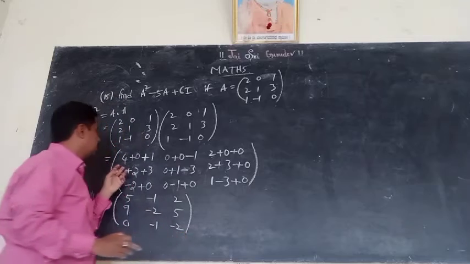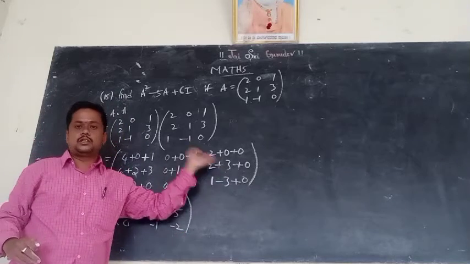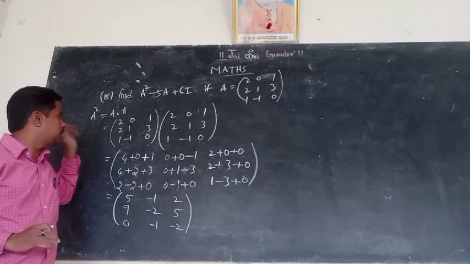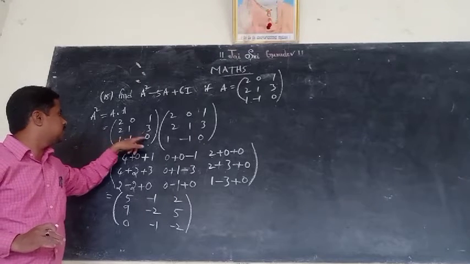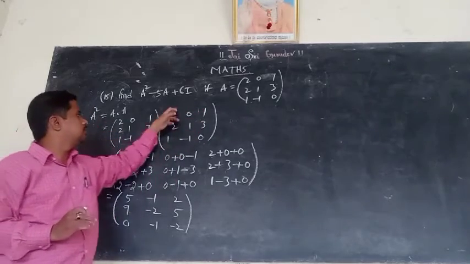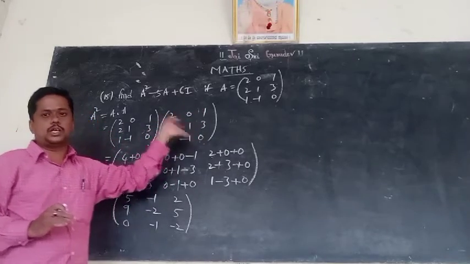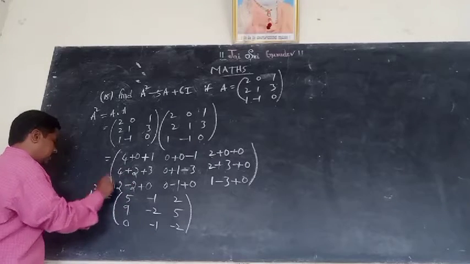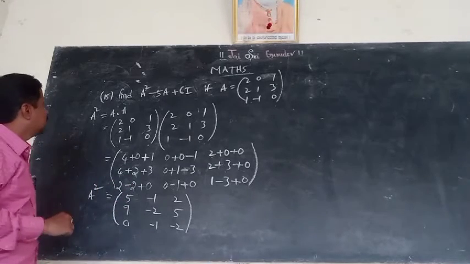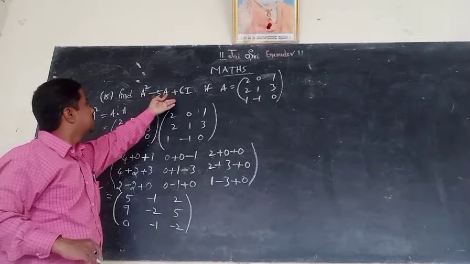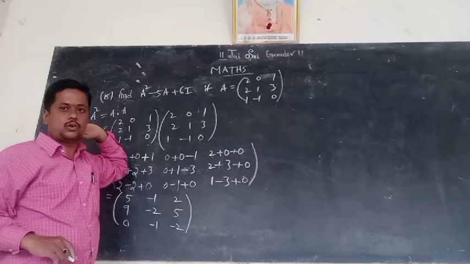Like that, you have to go through the third row also. Do it as homework. 1 minus 1, 0. First column, second column, third column. Third row, first column, second column, third column. Okay? You get this one. So this is A square. Next, you can easily find out 5A and 6A. We'll get the answer.